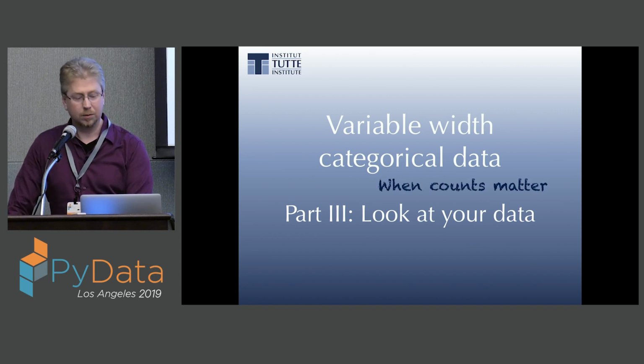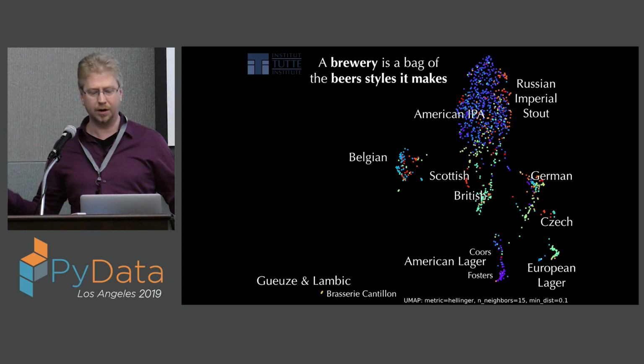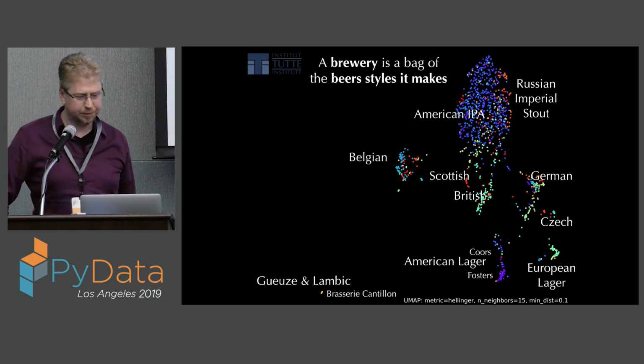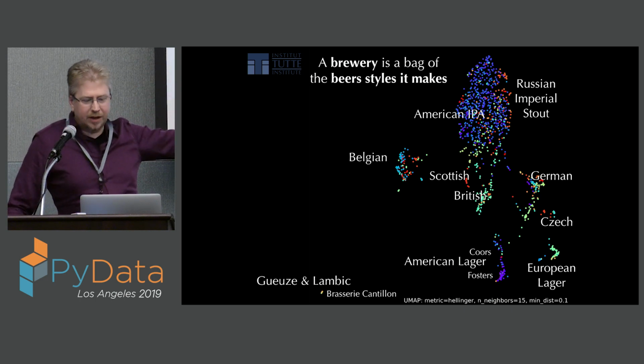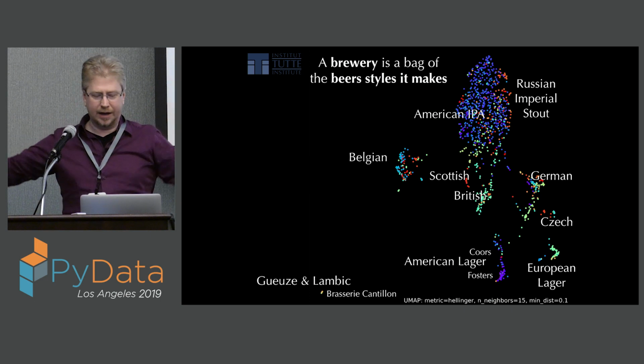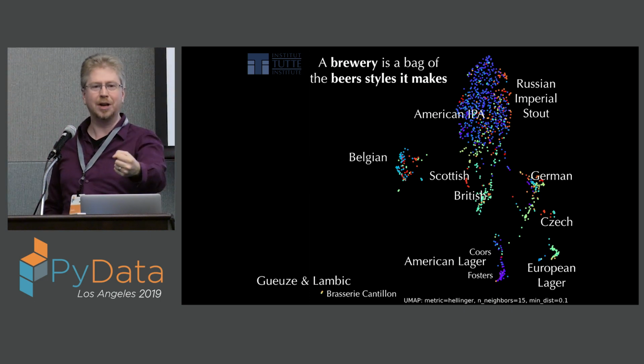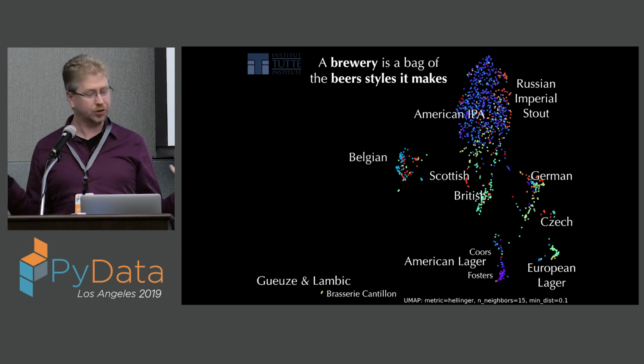And so now we can look at our data. We do UMAP with metric equals Hellinger in this case instead of metric equals Jaccard. We get this embedding out. We get Gueuzes and Lambics, we get Belgians, we get American IPAs in the main cluster. These are, again, breweries that mostly brew those beers. I've colored by their predominant beer style, and it seems to be having a really strong effect.